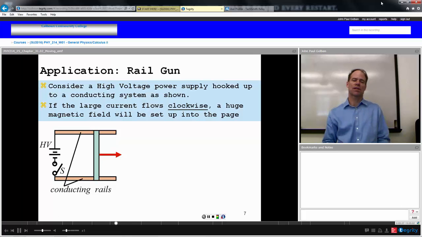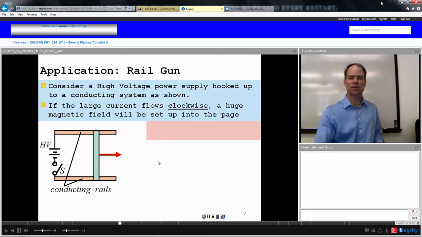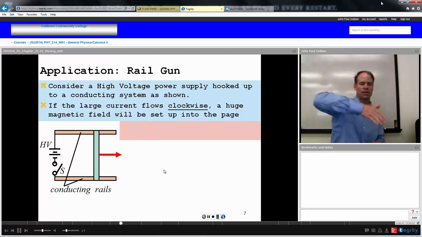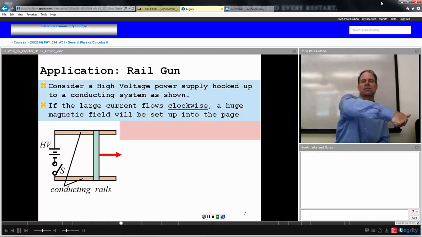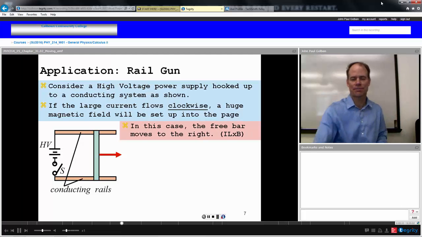As it's flowing clockwise, as you're looking at it, that would produce a large magnetic field into the page. And hence, with the current moving down in this conductor and the magnetic field into the page, there's going to be a force pushing that rail to the right.